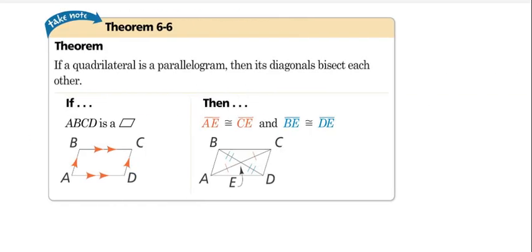Next one is, if a quadrilateral is a parallelogram, then its diagonals bisect each other. That means that if this is a parallelogram, and we draw the diagonals from A to C and from B to D, then E right here is going to be our middle. What's special about parallelograms is that AE is going to be congruent to EC, and the same thing applies to BE, which is also congruent to DE. So it's special when we have diagonals that bisect. Remember, bisect cuts it right there in half. And when these both come together, the two sides are going to be equal and congruent to each other.